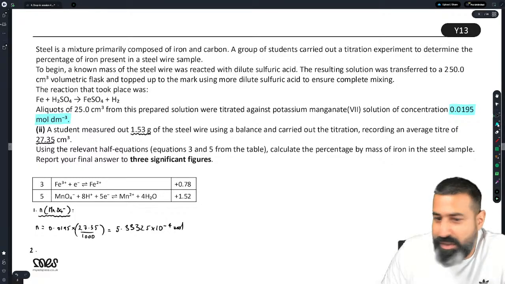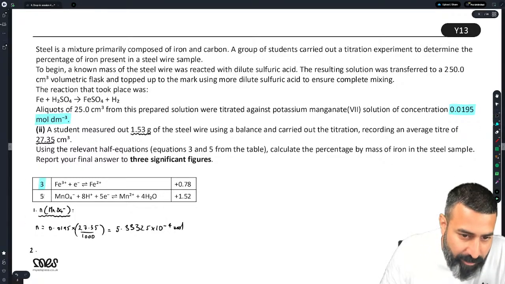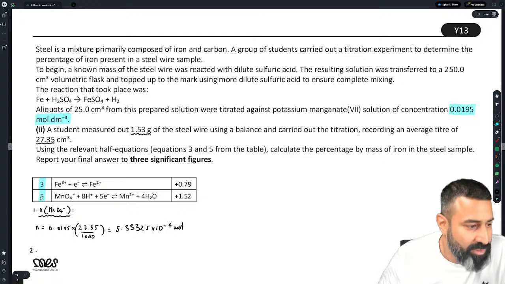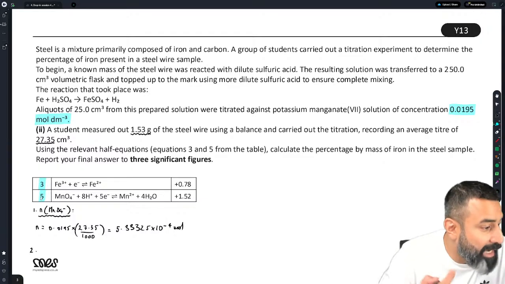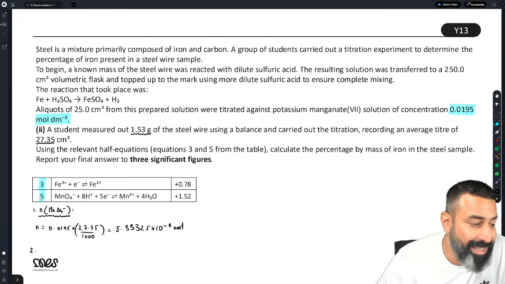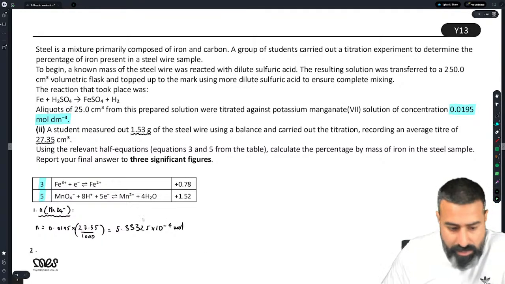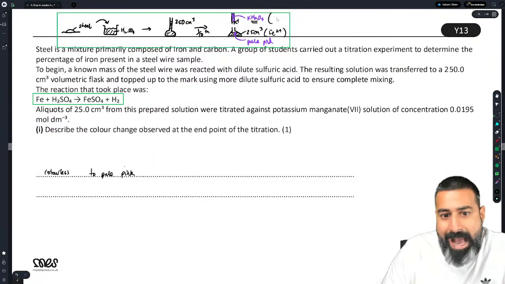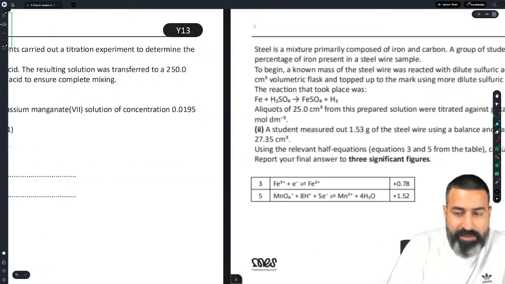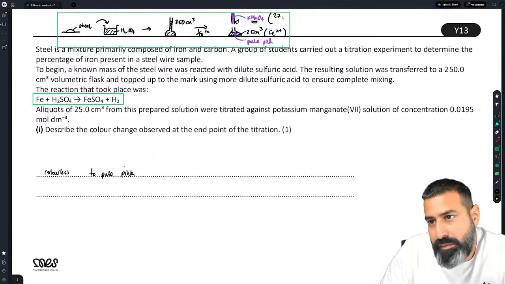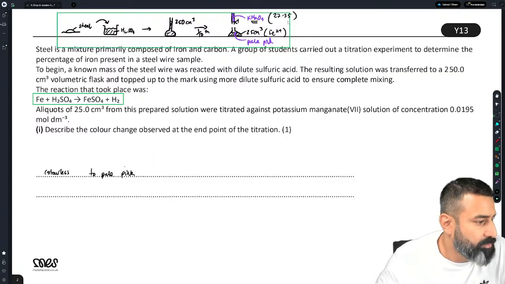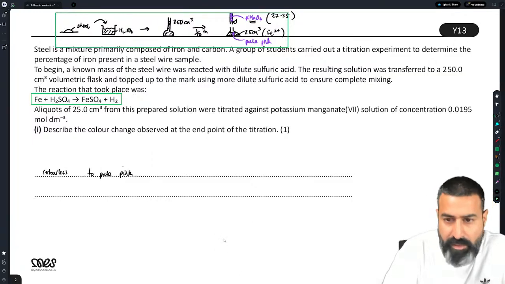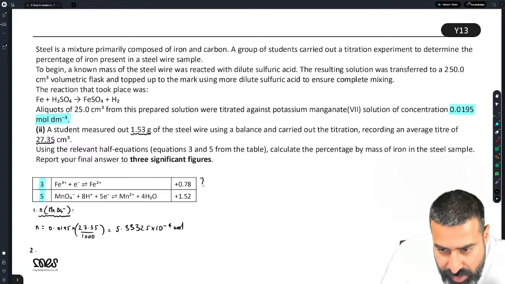You have to use equations 3 and 5 to help you here, so you don't have to write them out. They've given them to you, but they haven't done one thing. Check to see if it's a 1-to-1 ratio. Absolutely. But is it a 1-to-1 ratio? That's how much KMnO4 we added, the 27.35 from the burette. Does that make sense? Okay, exactly. So just don't assume it's 1-to-1.